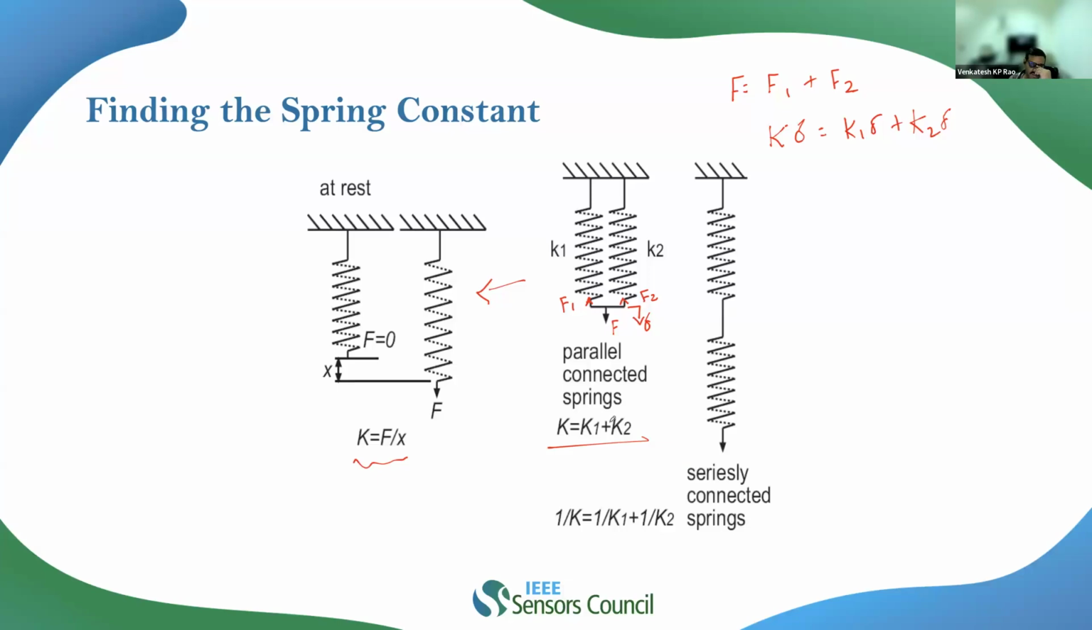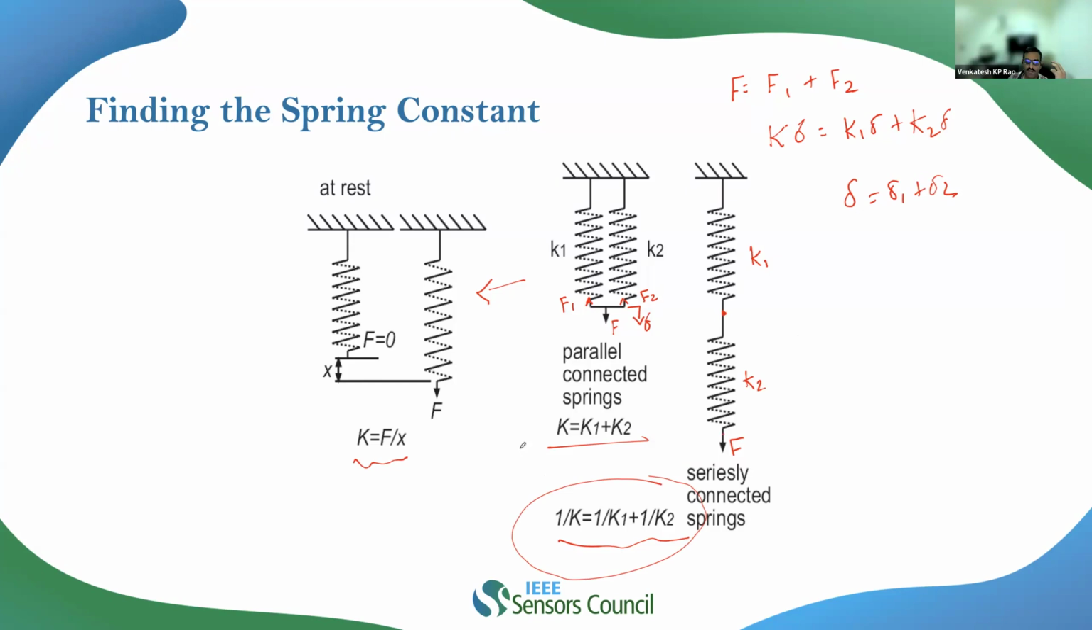Similarly, on the other hand, if I connect them in a series combination, let us say this is K1 and the other one is K2, then I can come up with an expression. The deflection at this point will be different, and the deflection at this point will be different. The total deflection will be delta 1 plus delta 2. That's how we come up with 1 by K equals 1 by K1 plus 1 by K2. What does that mean?